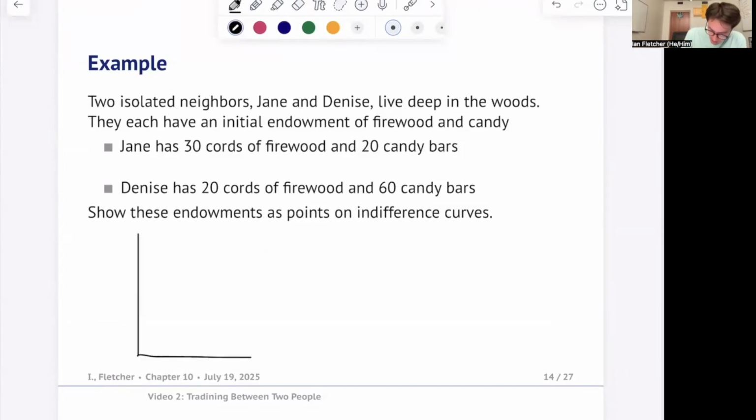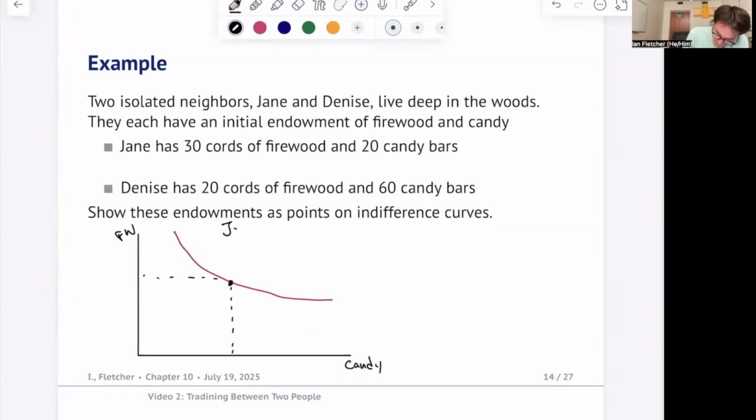Let's draw them on separate indifference curves. If we put candy bars on the x-axis and firewood on the y-axis, then we can draw this indifference curve. Let's make this a little bit higher. Yeah, there we go. We can then say that this endowment here is for Jane. Jane would have 30 cords of firewood and 20 candy bars.